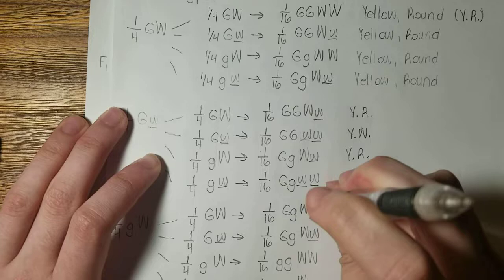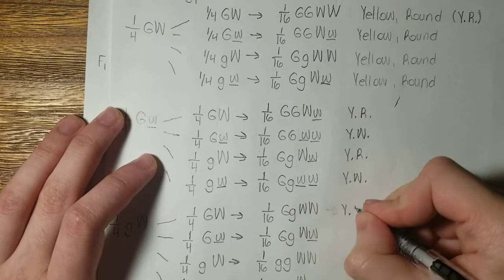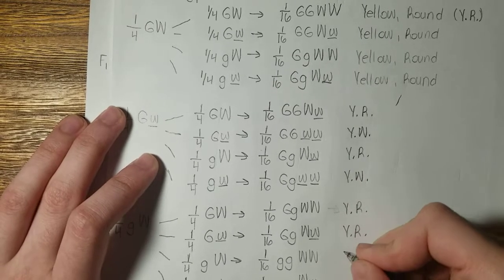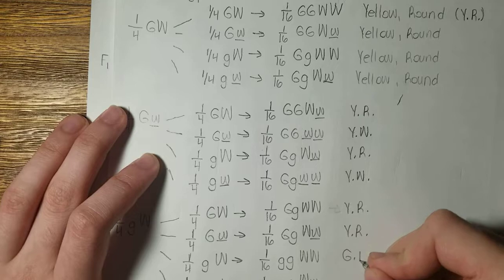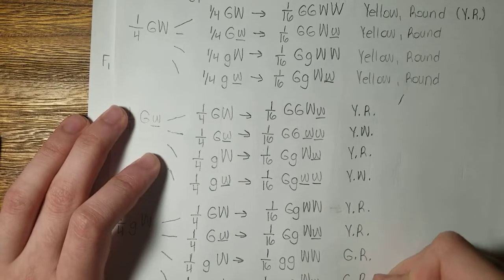Oh, sorry. And then we're going to be naming the phenotypes. This is still yellow round. This one's yellow round. This one is green round. This one is also green round.